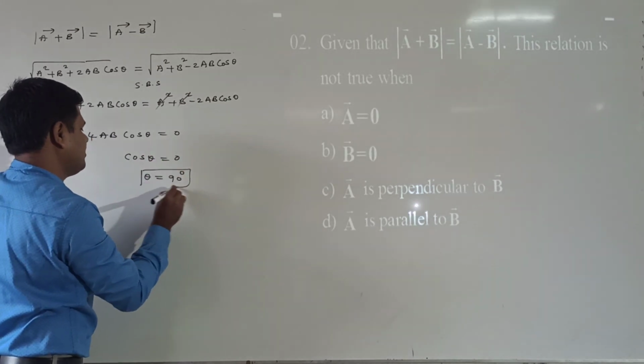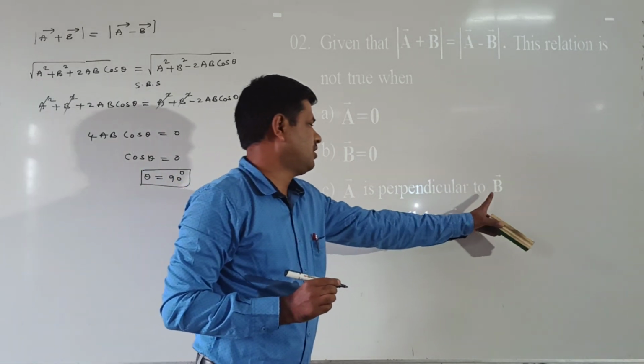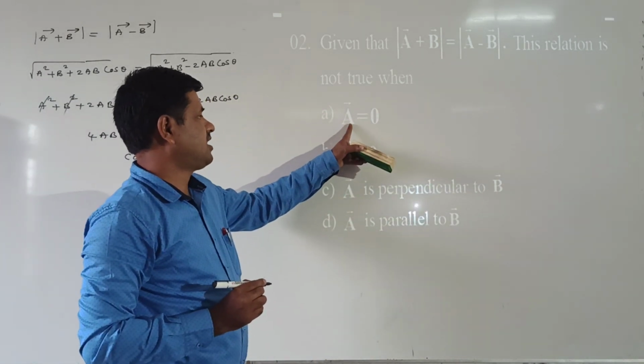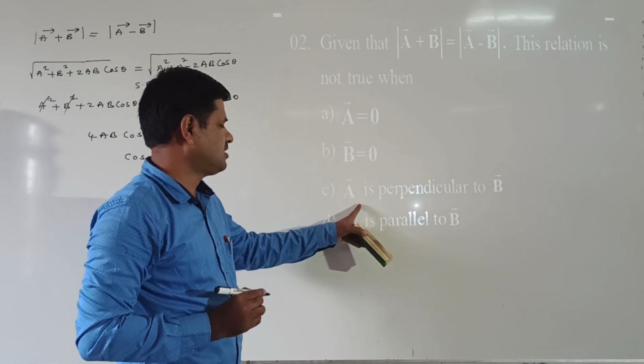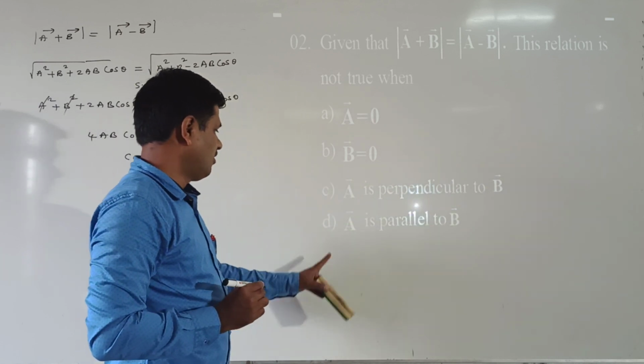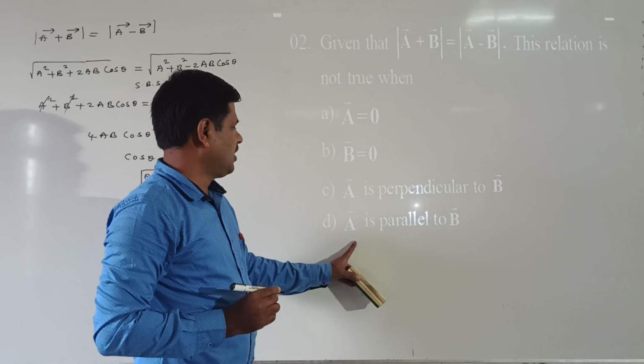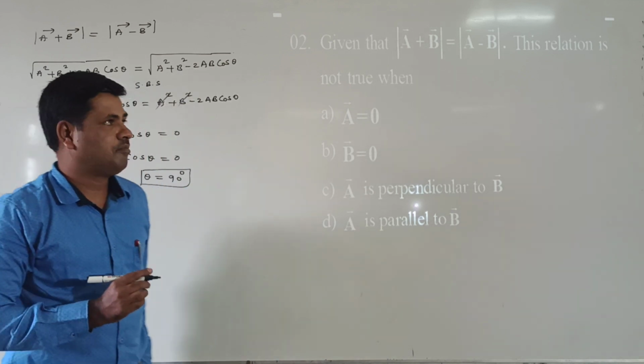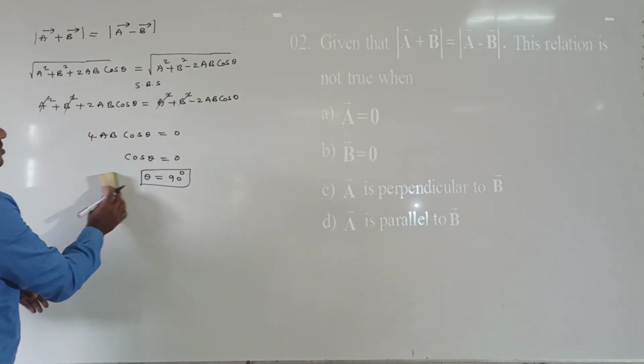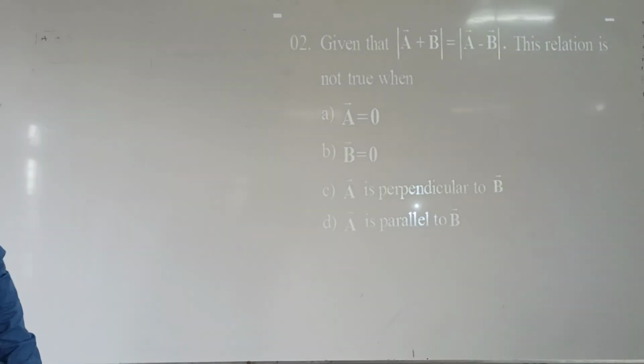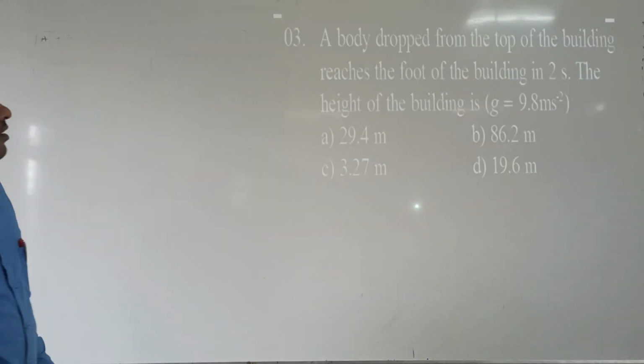Means the third option we are checking here, a bar is perpendicular to b bar. Means a bar equal to 0 is right, b bar equal to 0 is right, a bar perpendicular to b bar is also right. Now which is wrong here? Which is not true? A bar is parallel to b bar is wrong. Right. This is the second question. We go to the third question.